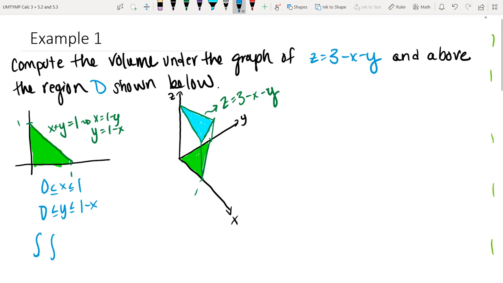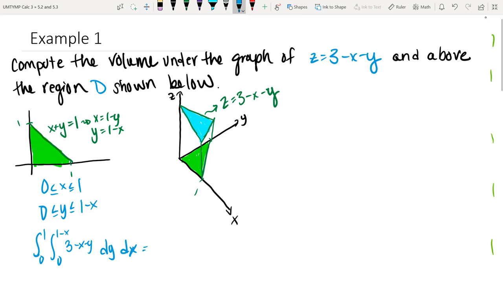So I'm going to do dy first, and then I'll do dx last. And x is between 0 and 1, y is between 0 and 1 minus x, and the function that I'm finding the volume under is 3 minus x minus y.